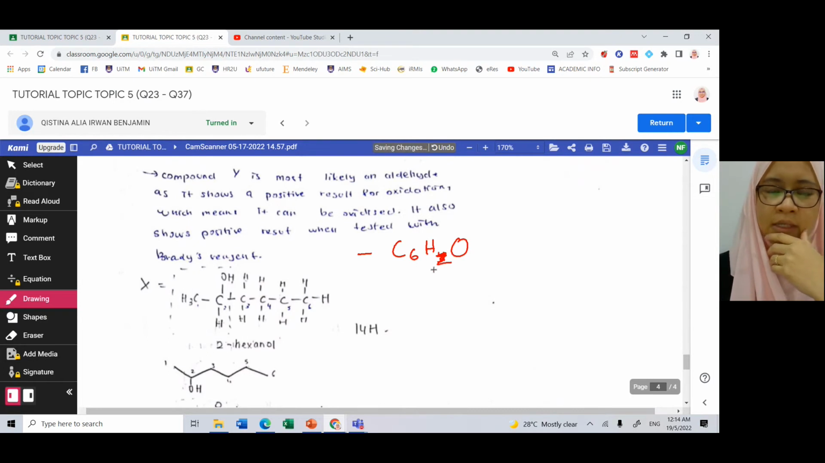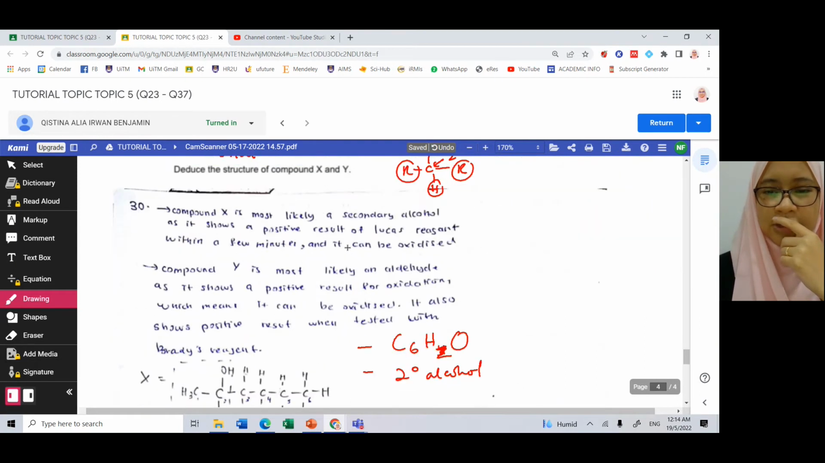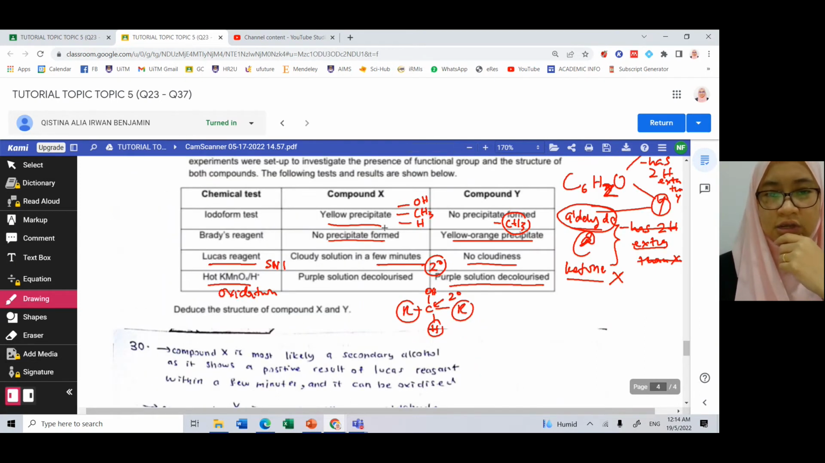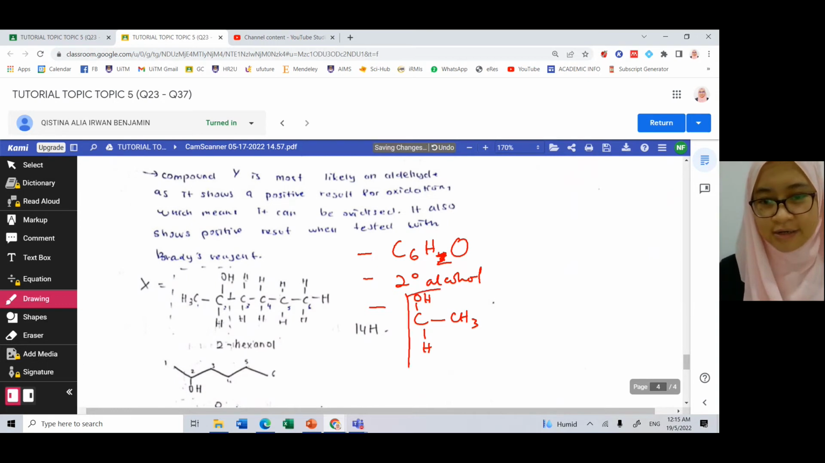Not this, Z. Okay, and then it is a secondary alcohol. And what else? Secondary alcohol. Oh, it gives a positive result to the iodoform test, right? That means it consists of a carbon attached to OH, also attached to CH3 and also attached to hydrogen. So it must be like this. Because this part right here gives a positive result to the iodoform test.